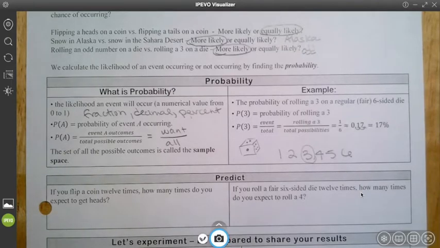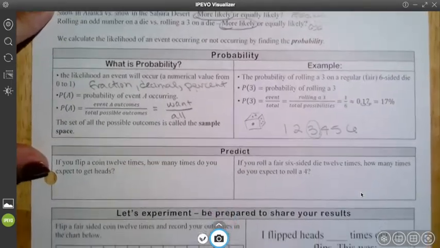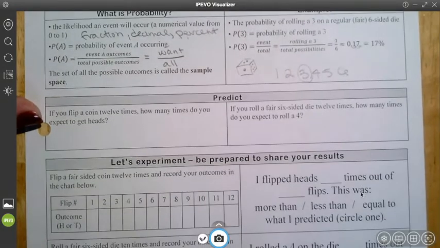So let's take a look at the next little part here where I want you to make a prediction. If you flip a coin 12 times, how many times would you expect to get heads? I would like you to make a prediction. And then if you roll a fair 6-sided die 12 times, how many times do you expect to roll a 4?